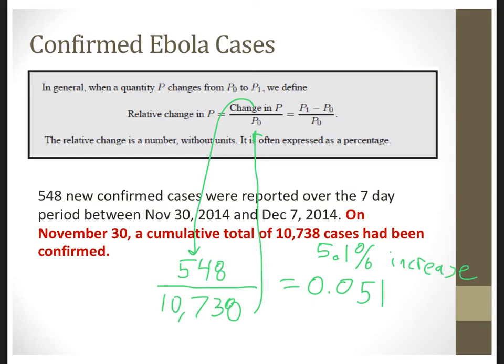Okay, so this relative change tells us that over that course of the week, this would be the first week in December, the number of confirmed Ebola cases increased by 5% over that week.